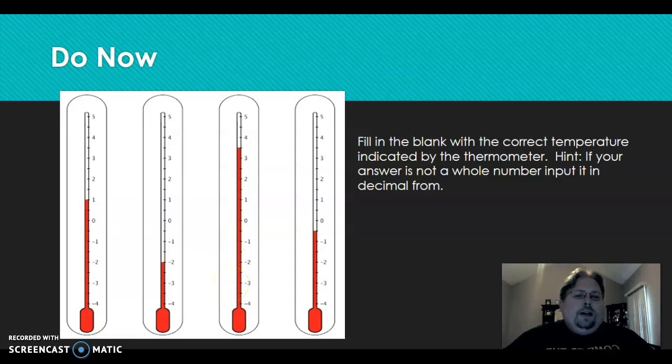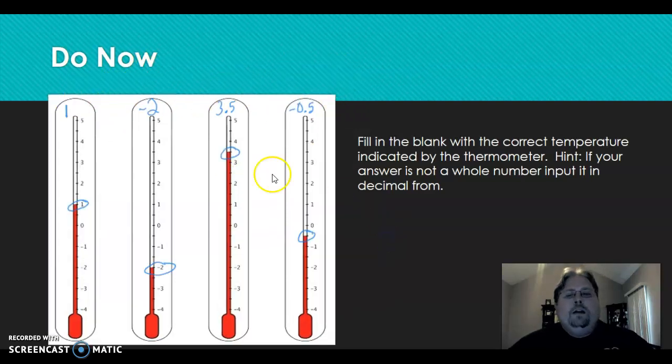On your do now today, it said you had a blank above each of these thermometers, and it said fill in the blank with the correct temperature indicated by the thermometer. Hint: if your answer is not a whole number, put it in decimal form. These do not specify whether it's degrees Fahrenheit or degrees Celsius, so all you should have put in those blanks is just the number. Looking at the first one, our red line stops at 1, so our temperature is 1. Our second one, our red line stops at -2, so our temperature is -2.